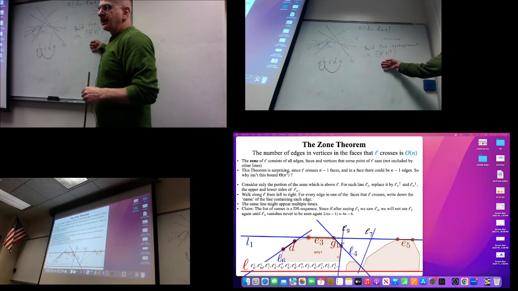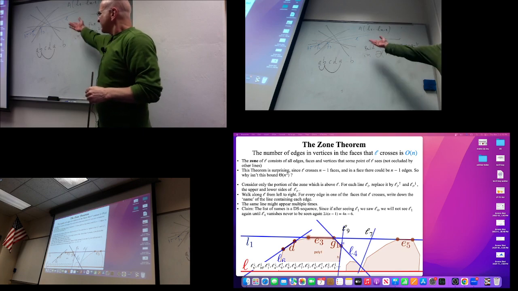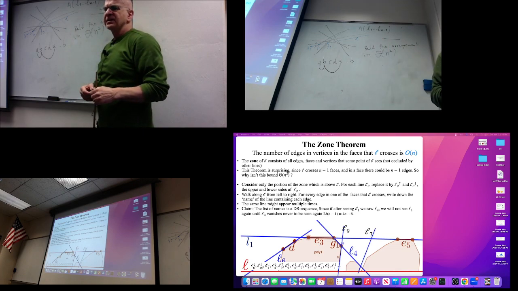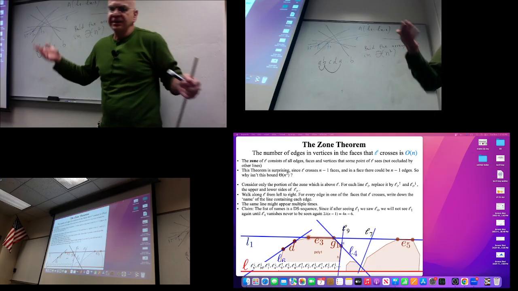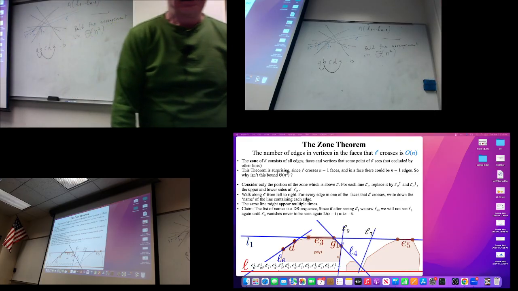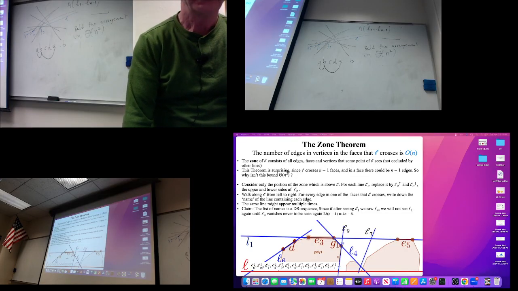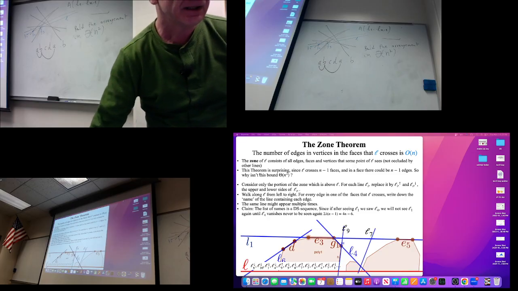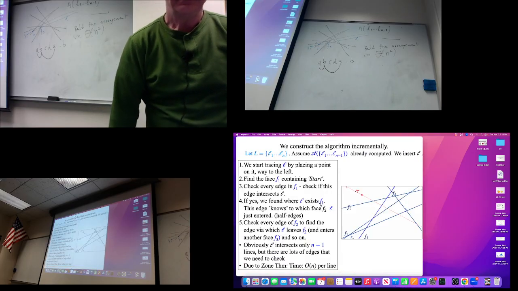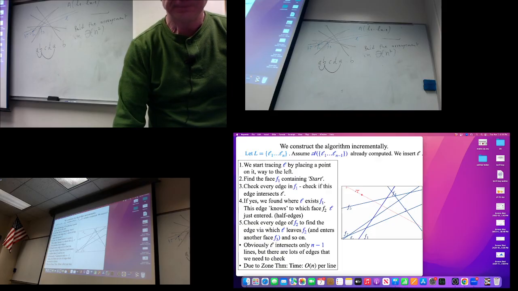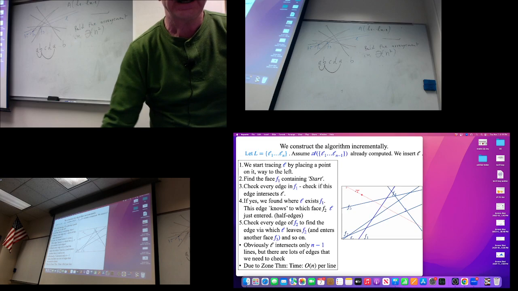And why is this tight? Why is this omega of n squared? Because that's the number of faces, edges, vertices in every arrangement of n lines in general position. Of course, if the lines are parallel to each other, then I didn't say anything. Make sense? So that's the zone theorem. Just nice, elegant. It just saved one log. But it has lots of applications. Yeah, we just went through the algorithm.